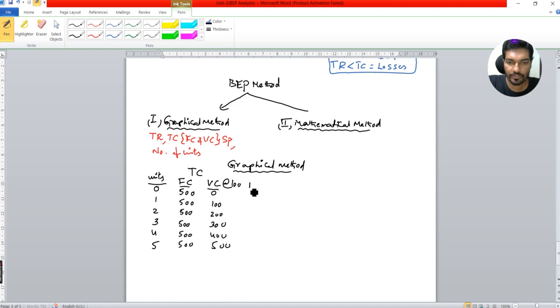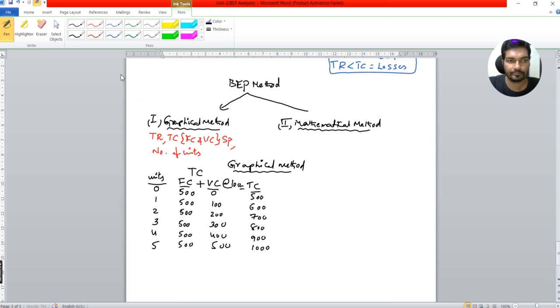So the total cost here, fixed cost plus variable cost, is equal to total cost: 500, 600, 700, 800, 900 and 1000.